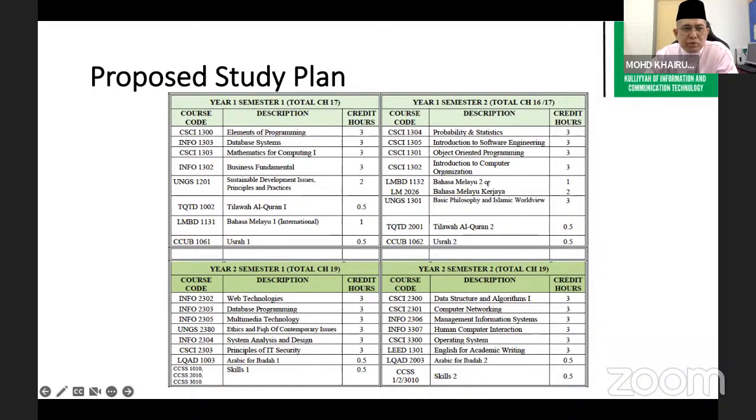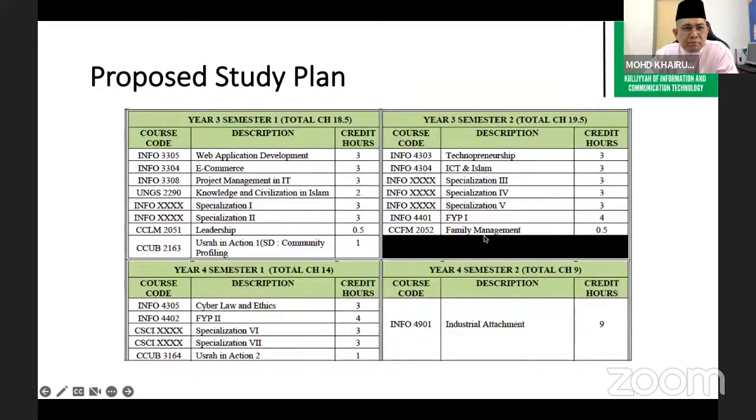So year 2, you will learn this, year 2 SEM 1, year 2 SEM 2, all those courses listed in the previous slide are basically in this table. Year 3, and in year 4, SEM 2, you are going for industrial attachment for at least 6 months. This is the study plan that you need to be familiar with before you are allowed to take any courses.